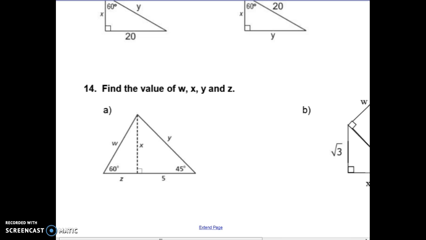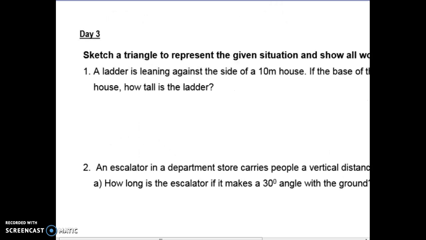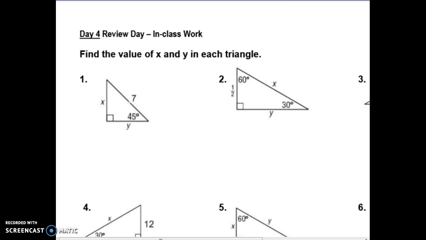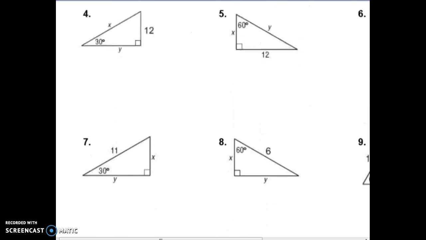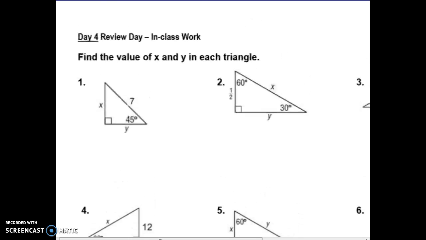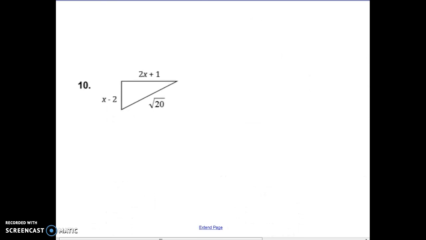Let's see. I think most of us were feeling pretty comfortable. We went through this page in class. Let's see if we've got any difficult problems over here. We're going to be doing this quite a bit prior to the quiz that you all are taking.